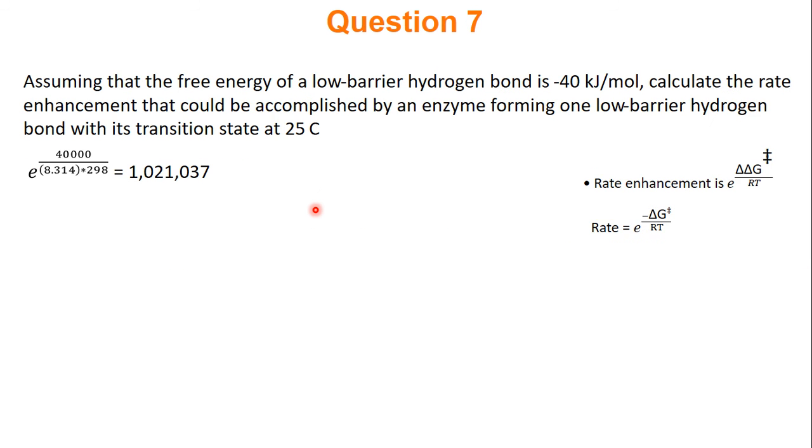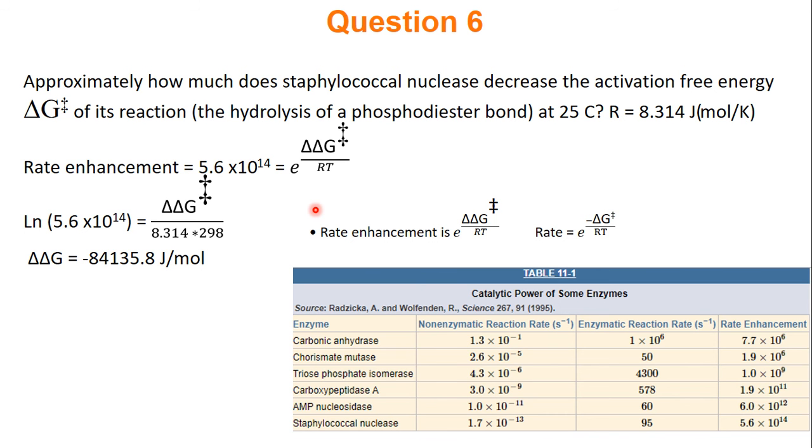Our second to last question is measuring rate enhancement. So we're looking at staph, and staph decreases the activation free energy of our reaction at 25. How much is it? Well, if we look at staph, we see that the rate enhancement is 5.6 times 10 to the 14. So we plug that into our equation. Rate enhancement equals e to the delta G double dagger over RT. So our rate enhancement is 5.6 times 10 to the 14 equals this equation.